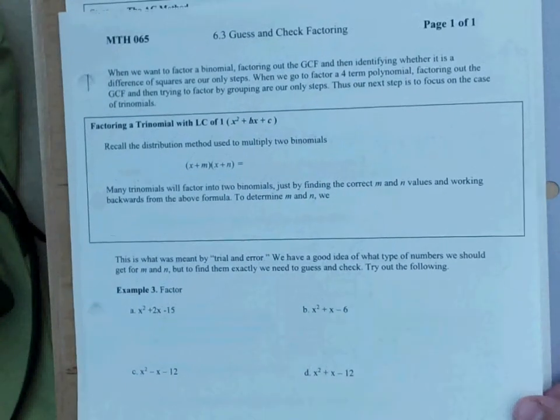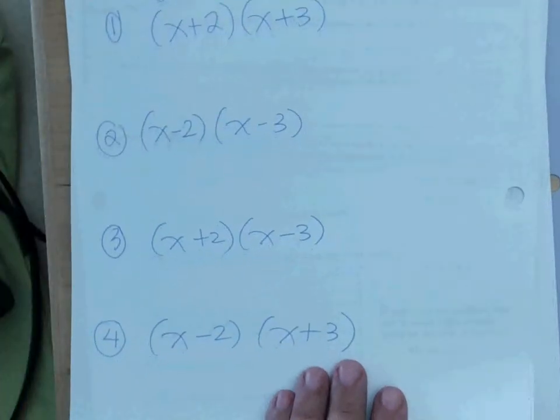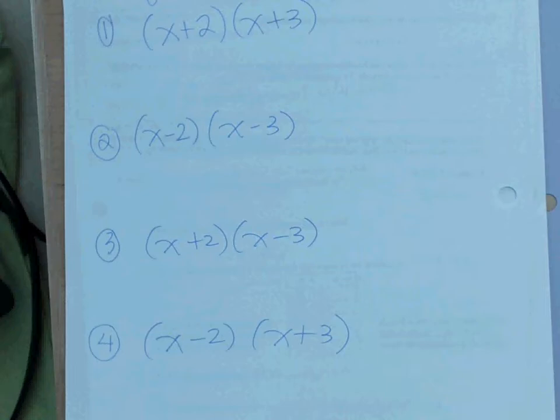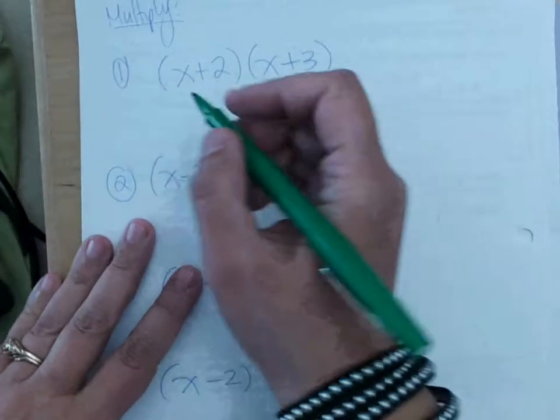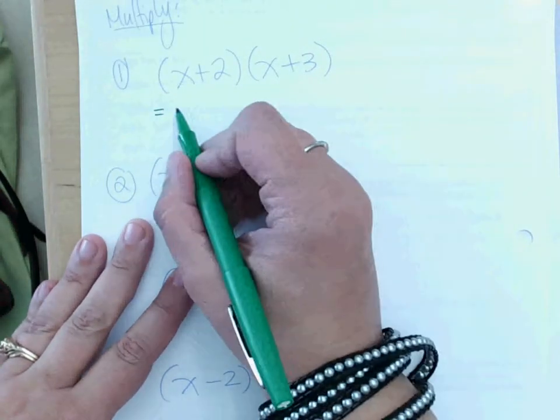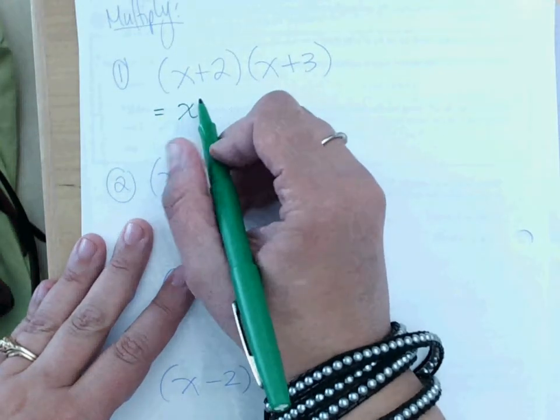Okay, we're starting lesson 6.3, and to start lesson 6.3, I just asked everybody to do this warm-up. So if you haven't done the warm-up, you might stop the video and start the warm-up. So let's go ahead and multiply these. We multiply using FOIL, right? So what did you get when you multiplied this out and simplified?